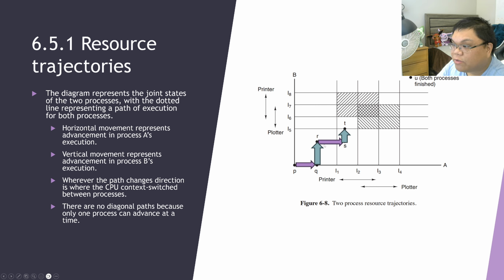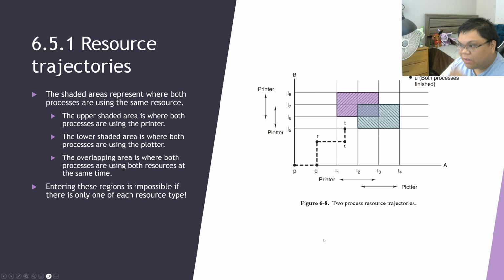Horizontal movement on this trajectory corresponds to progress being made with process A. Vertical movement corresponds to progress being made for process B. Wherever we switch from horizontal movement to vertical movement is where the CPU made a context switch from one process to another. And there are no diagonal paths because only one process can advance at a time. So now we know where each process is going to use a resource.